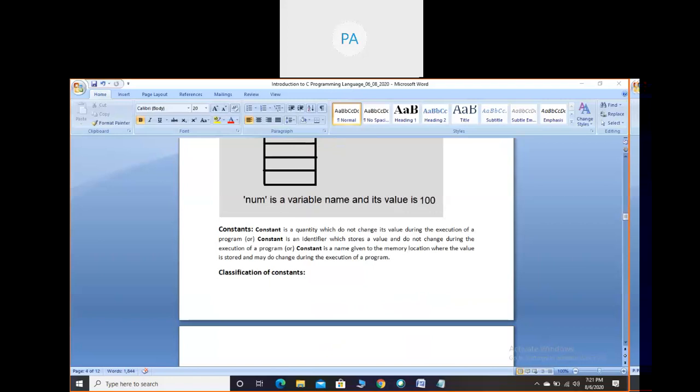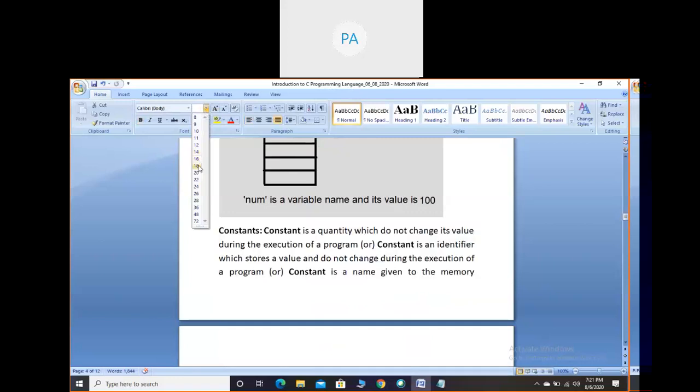Okay, so we will go for the next topic, that is constants. As I said, this again from English we consider. We use a constant whenever there is a value and it is fixed, which will not change throughout the day or year or month or life.